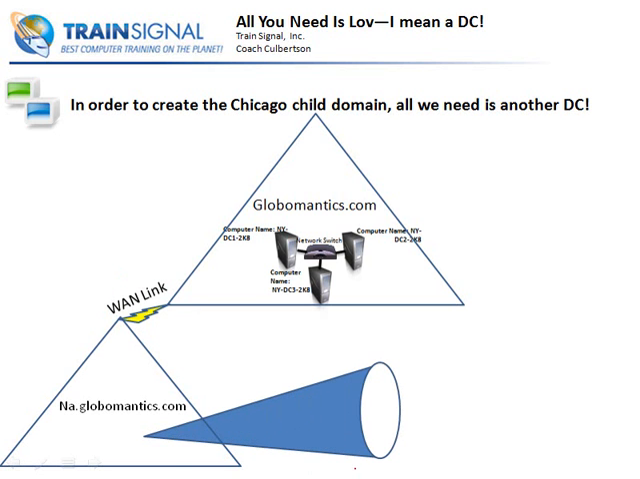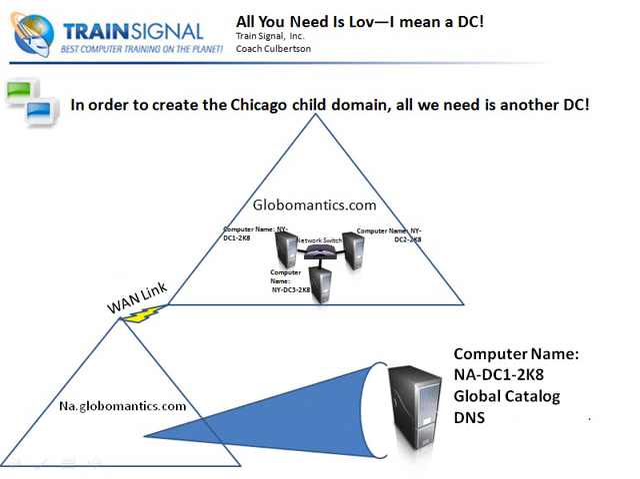All right, now, in order to create our na.globomantics.com, what we're going to be doing is setting up another domain controller. Now, just so you know, on this next domain controller, I've already installed Windows Server 2008. I have done all the basic configuration for it. We're just going to jump in and actually configure Active Directory Domain Services, okay? So we're going to be naming this particular computer NA-DC1-2K8. This machine is going to be a global catalog, and it's also going to be a DNS server. So that way, all of the machines here in our Globomantics Chicago shop are going to be able to find stuff using this domain controller.